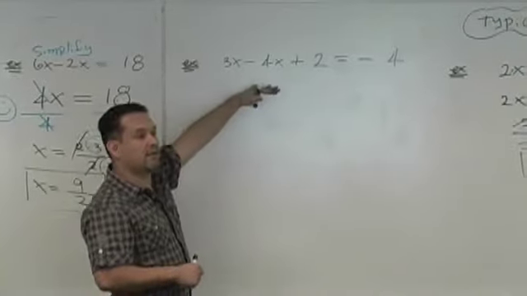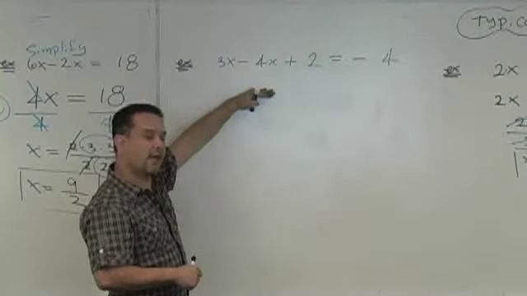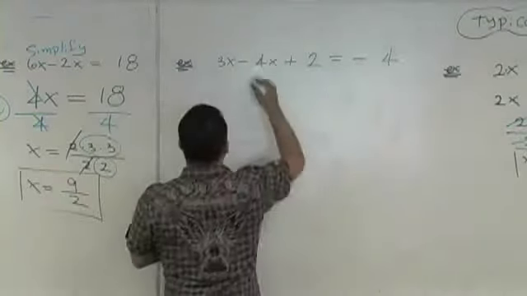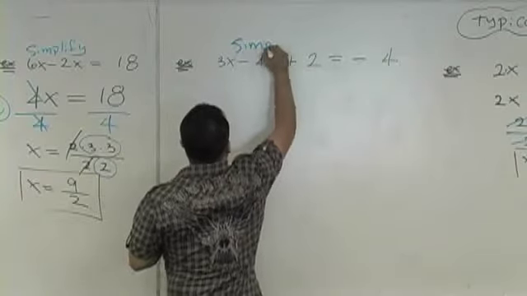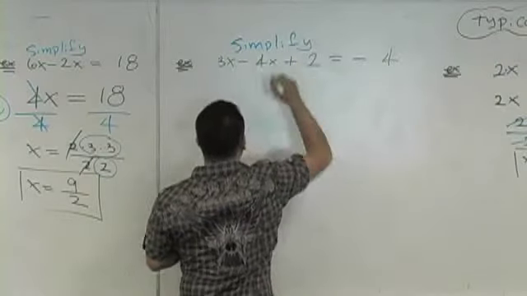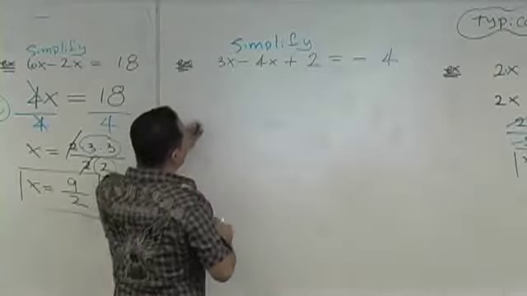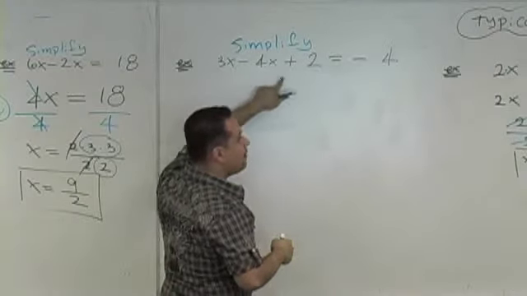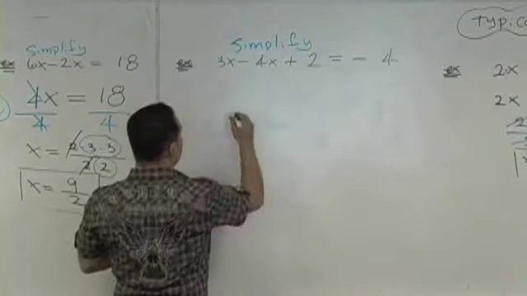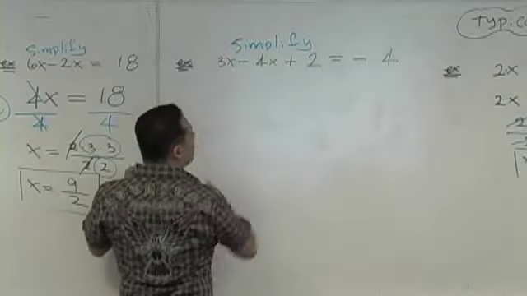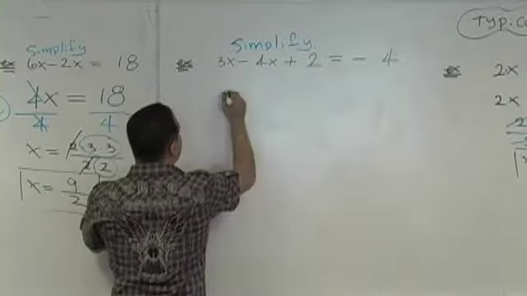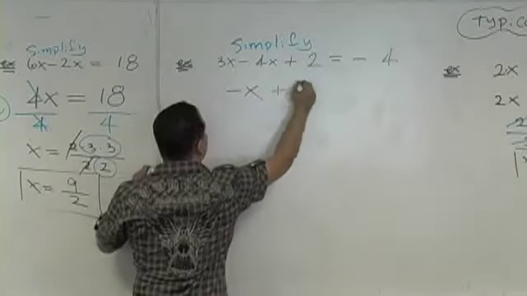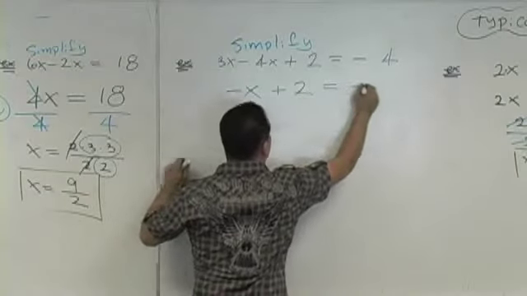What about this? Same thing. What do you do on the left? You simplify. What do you get when you simplify? You get 3x minus 4x plus 2 is negative 4. What's 3x minus 4x? Negative x. Good. Plus 2 is negative 4.